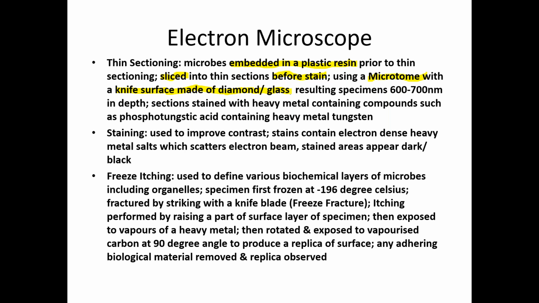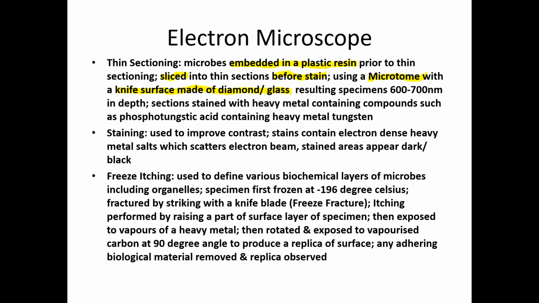Just understand, we are providing it a plastic coating. After providing a plastic coating, we are cutting or slicing it into very thin sections before staining, using an equipment called a microtome. What is a microtome? A microtome is an equipment which is used to produce thin sections of microorganisms for an electron microscope.